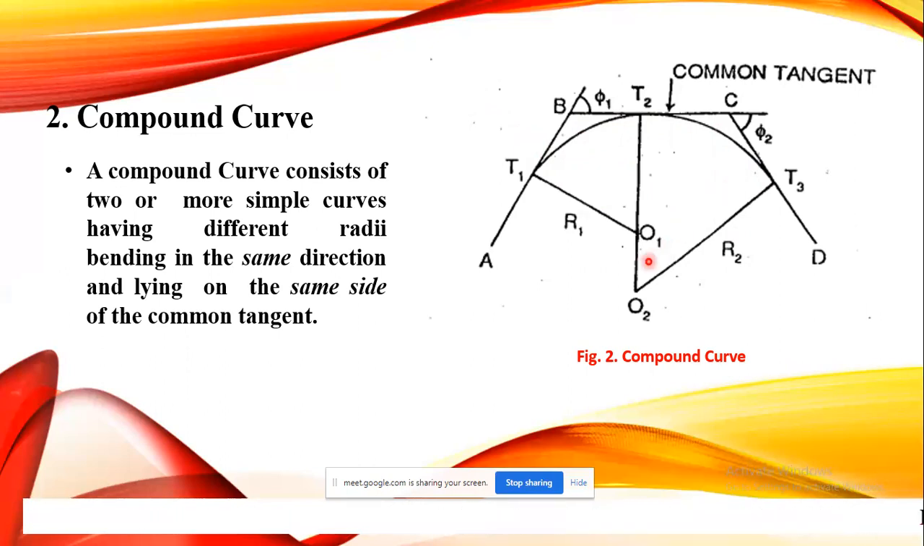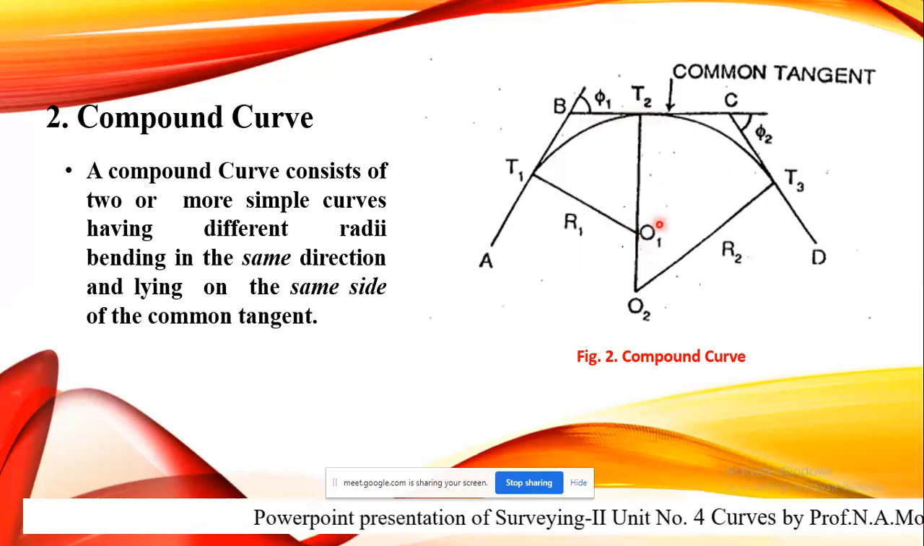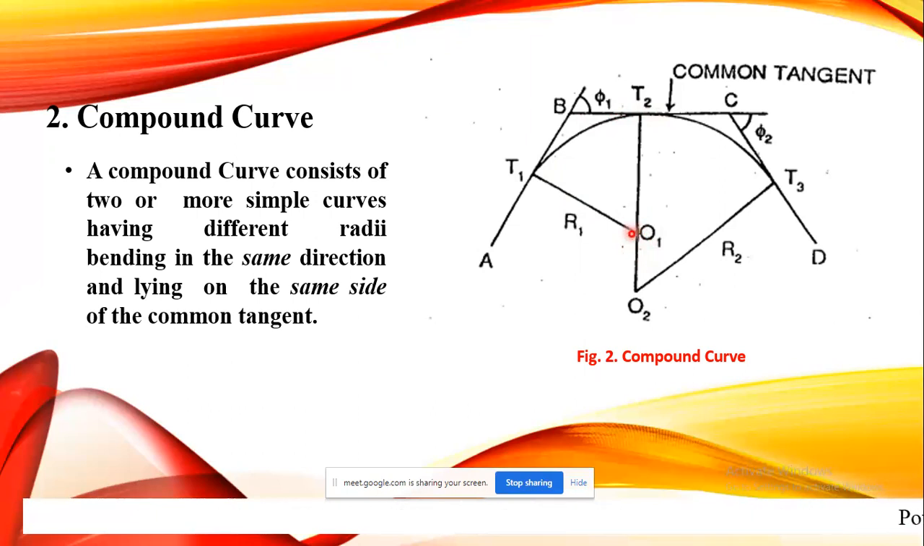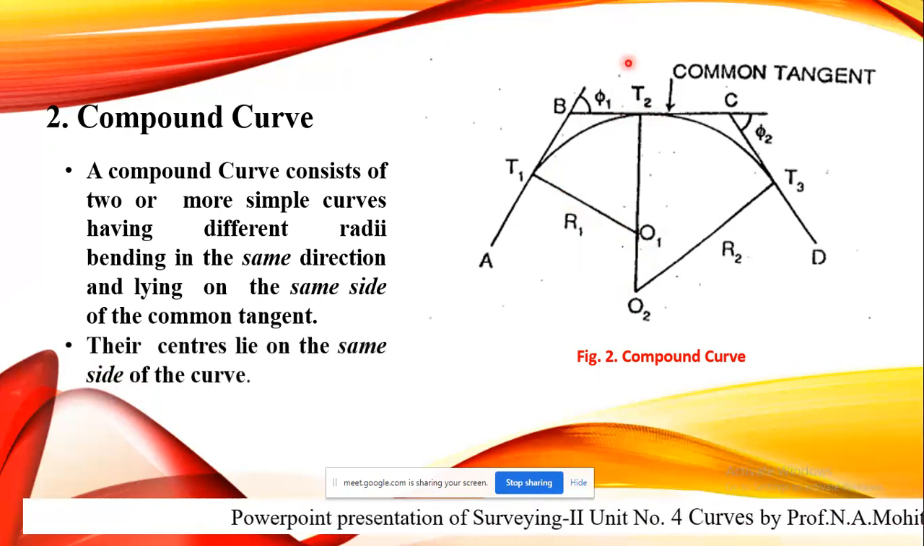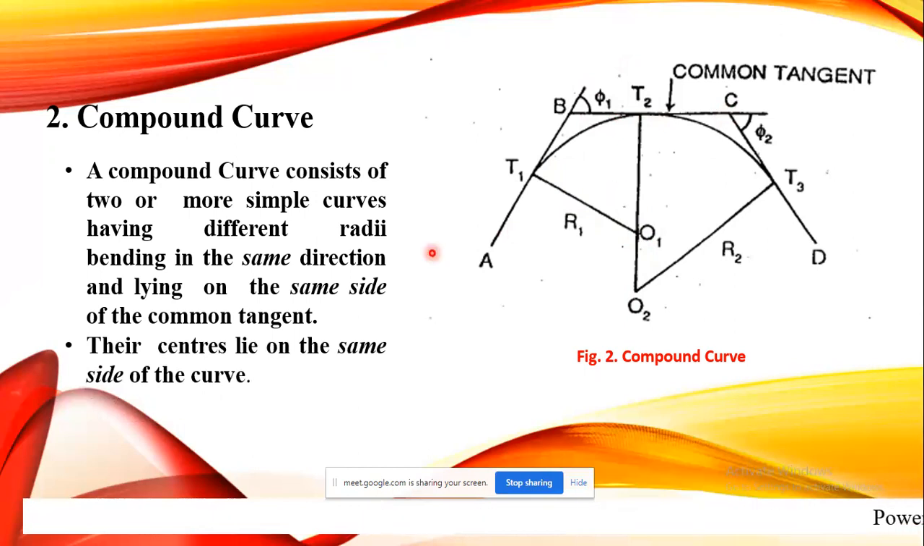Correspondingly, the centers of both the curves, T1 to T2 and T2 to T3, lie on the same side. This type of compound curve is provided with a common tangent, and this type of curve is called a compound curve.